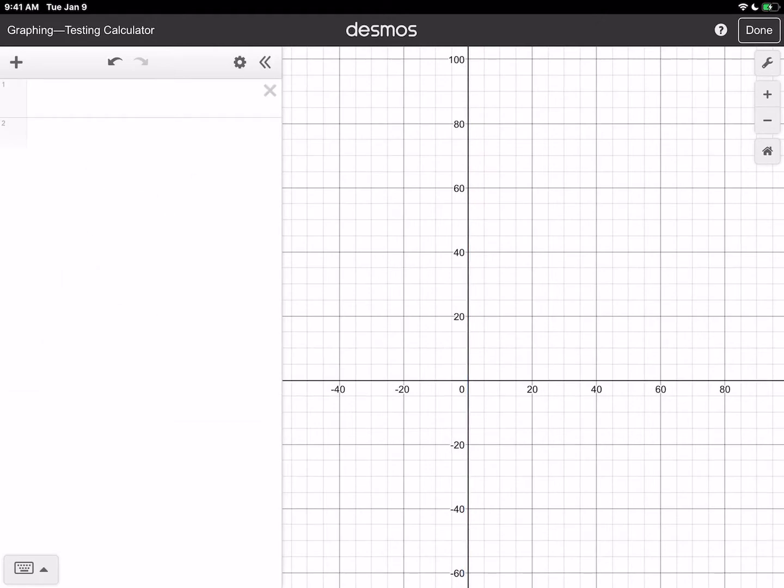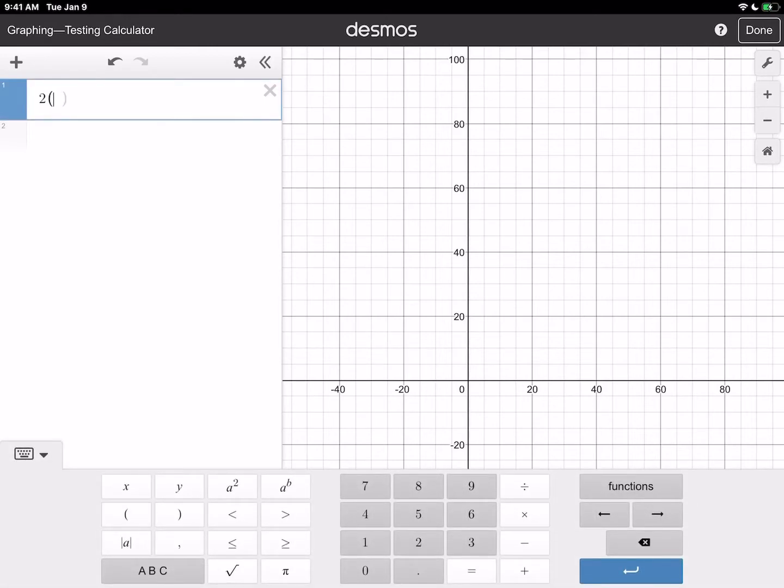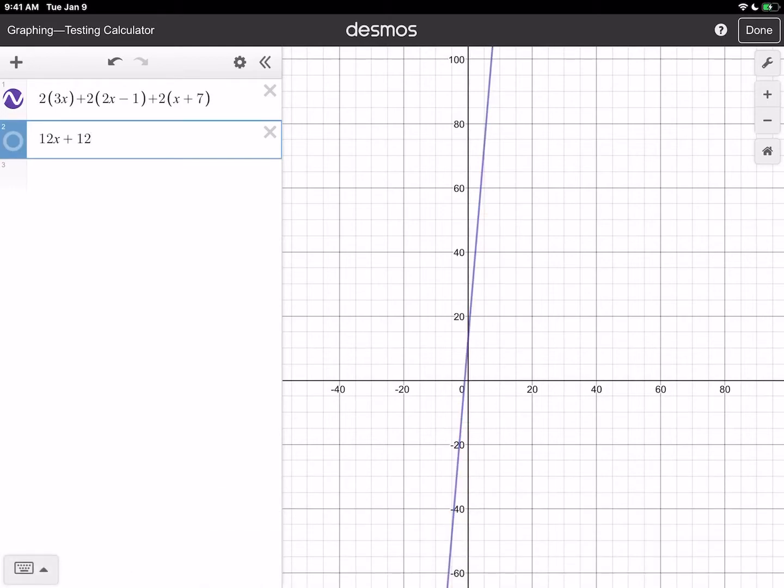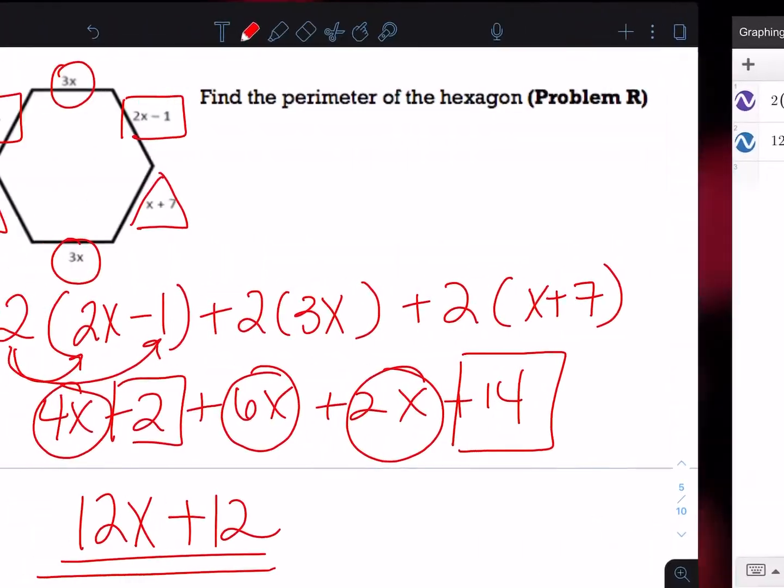So let's clear up some space. And what I'm going to do is first I'm going to start out by saying 2 times 3x plus 2 times 2x minus 1 plus 2 times x plus 7. And then I'm going to verify by typing in my answer, 12x plus 12. And they should be exactly the same. So if I turn off the blue line, you notice it's exactly the same as the purple one. So that is my answer.